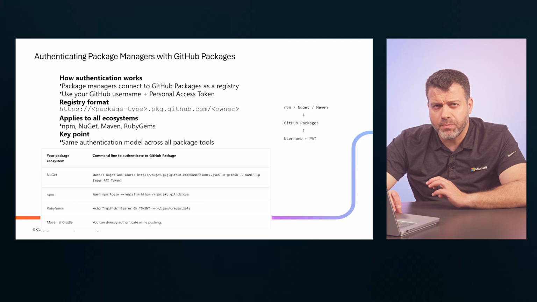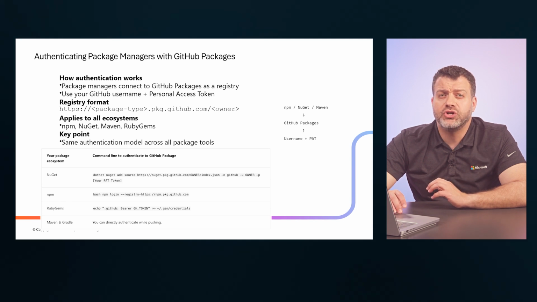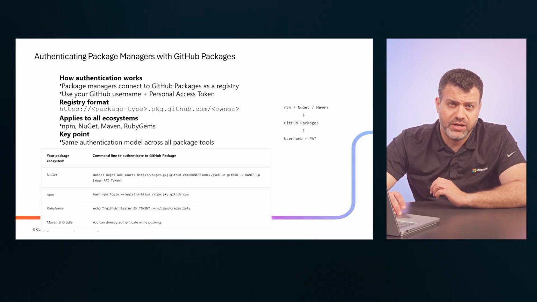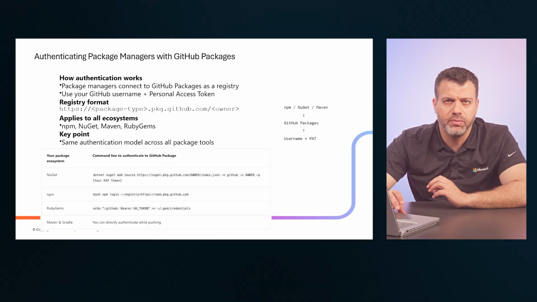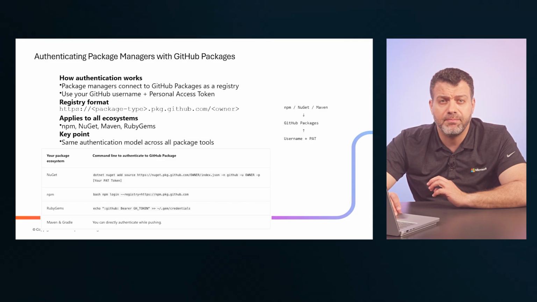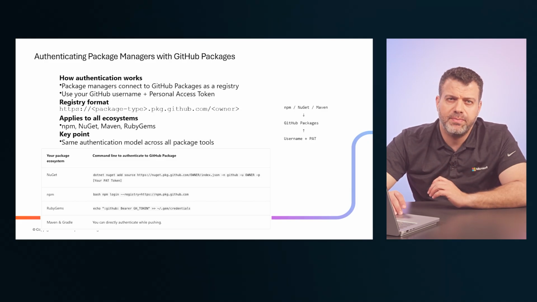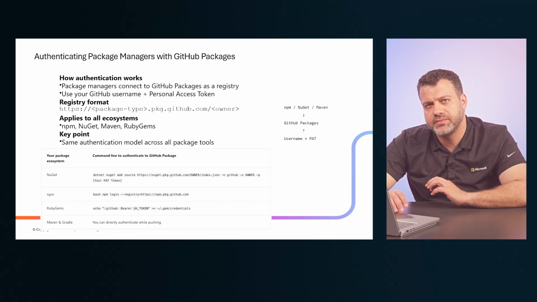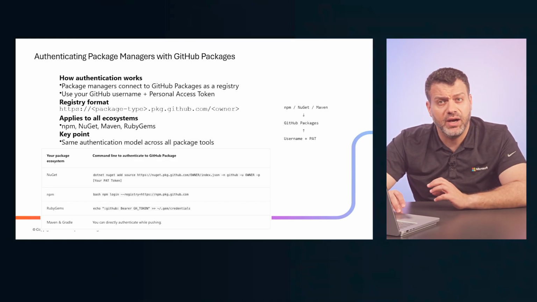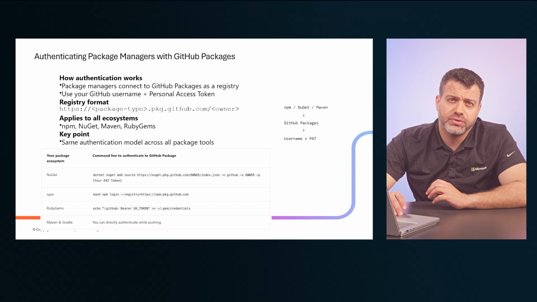Before you can install or publish packages, your package manager needs to authenticate with GitHub Packages. Regardless of the ecosystem you're using, whether it's NPM, NuGet, Maven, or RubyGems, the process follows the same pattern. Your package manager connects to GitHub Packages as a registry. The registry URL includes the package type, like NPM or NuGet, along with your GitHub username or organization. Authentication is then done using your GitHub username and PAT. This token replaces the password and allows you secure access to your packages.